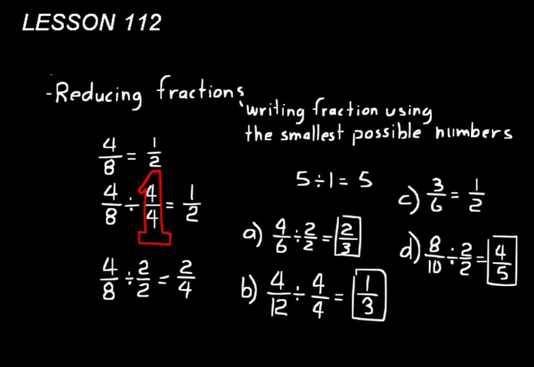So remember that when we reduce fractions, we are trying to write the fraction using the smallest possible number. We divide the numerator and denominator by the same number. It's just like dividing by 1. And then sometimes we may have to do that more than once if we don't have it in the most reduced form that we can have it in.